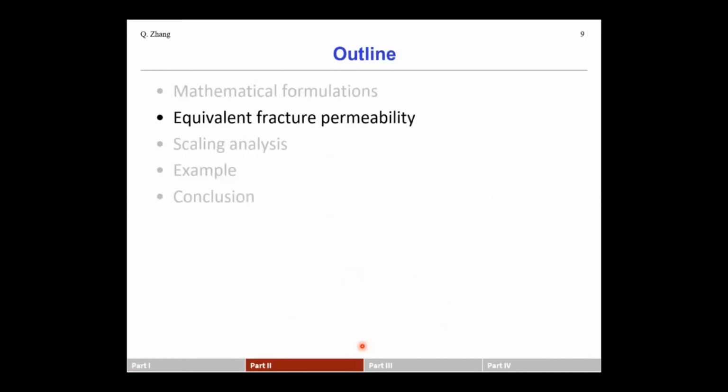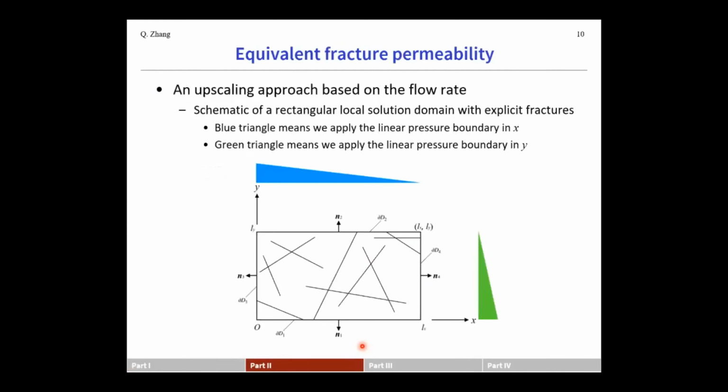The second part is the equivalent fracture permeability. Here we adopt an upscaling approach based on the flow rate. That is to say, we will run a model with explicit fractures sketched here. We can simulate it using either the discrete fracture model or the embedded discrete fracture model to get the flow rate. And then we can calculate the flow rate from a continuum model. By equating these 2 flow rates, we can get the equivalent fracture permeability.